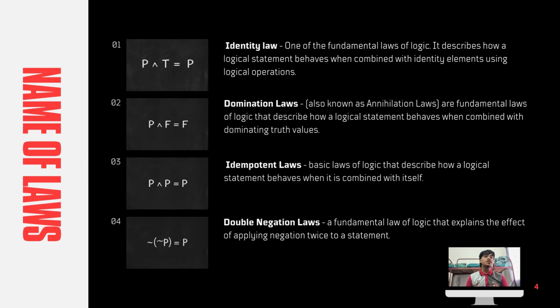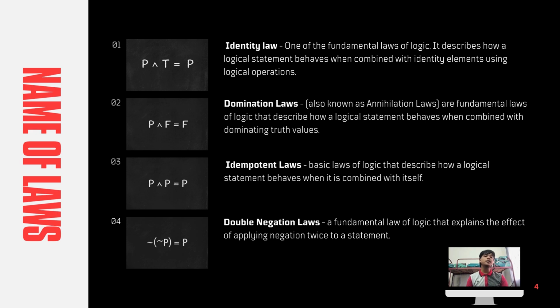Second, the domination law. This law shows P or T equals T: OR with true always gives true. P and F equals F: AND with false always gives false. No matter what P is, the result is controlled by the domination value, true or false.